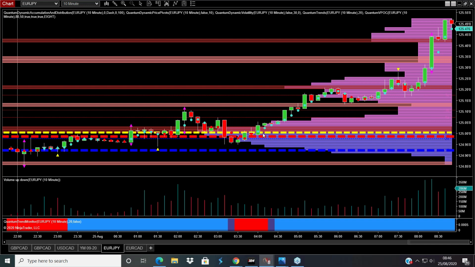Now again, like trends, congestion phases are not all the same. Some will be quite boring, if you like. The price doesn't go very far. They're very tight ranges. Other congestion phases will have a lot of choppiness. There will be a lot of candles with wicks. There'll be volatility.